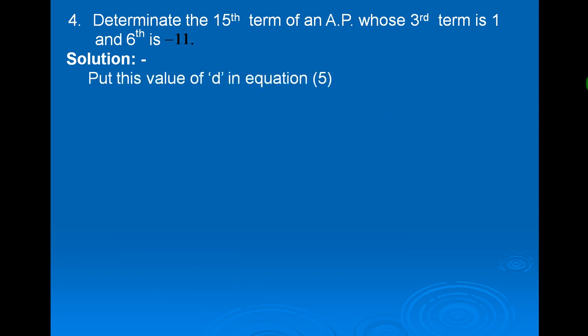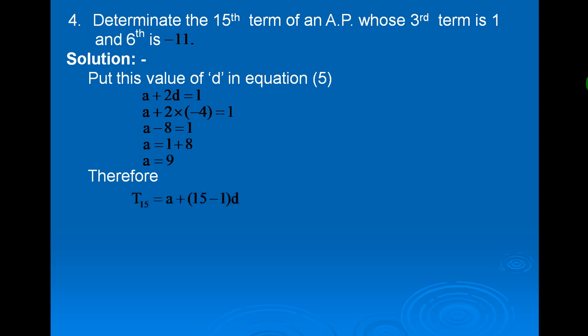Put this value of d in equation 5. We get a plus 2d is equal to 1. Therefore a plus 2 into minus 4 is equal to 1, or a minus 8 is equal to 1, or a is equal to 1 plus 8. 1 plus 8 is 9. Therefore, a is equal to 9.